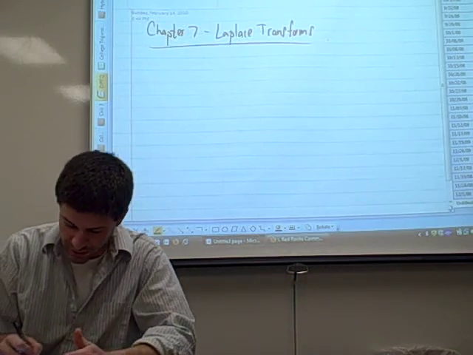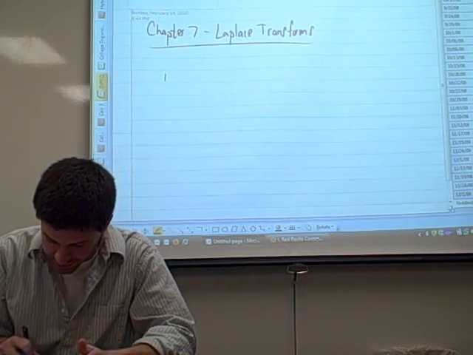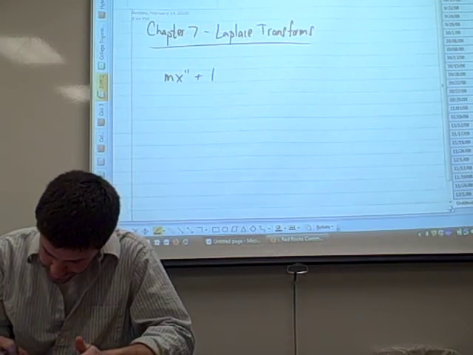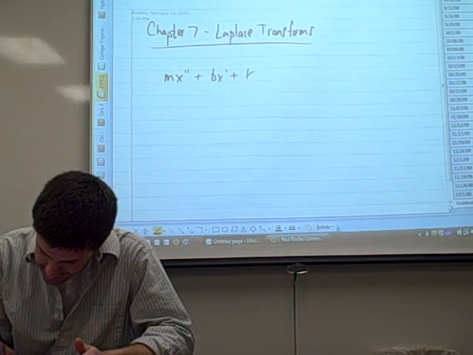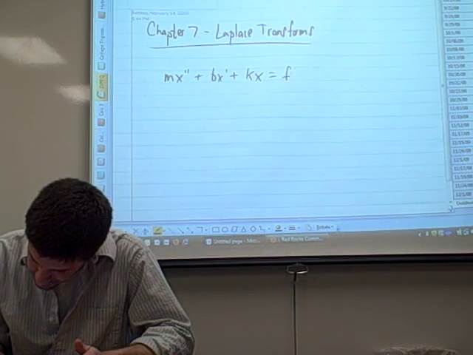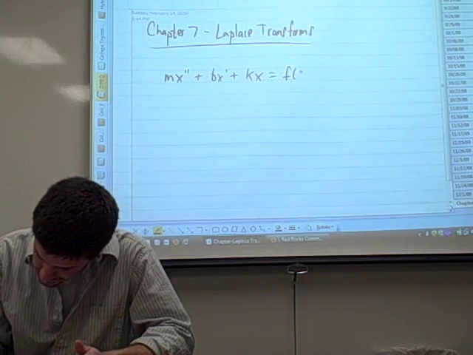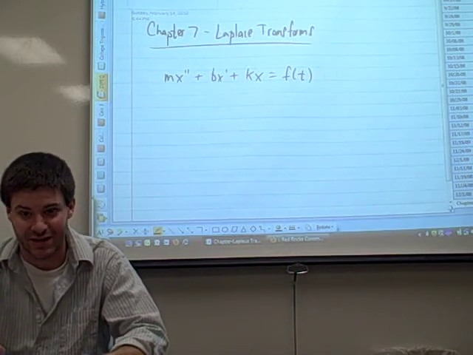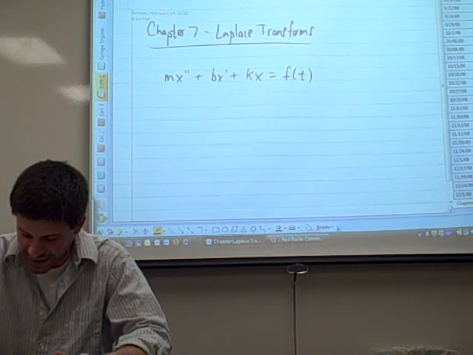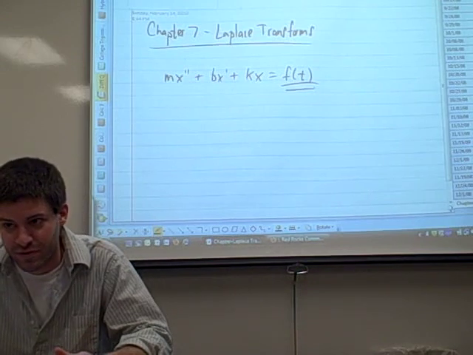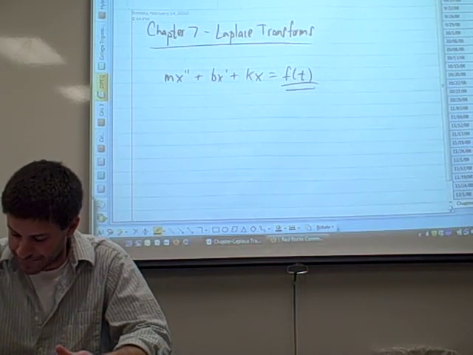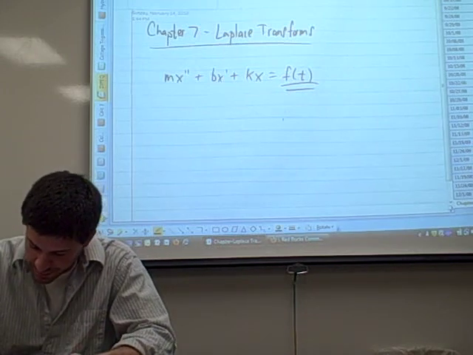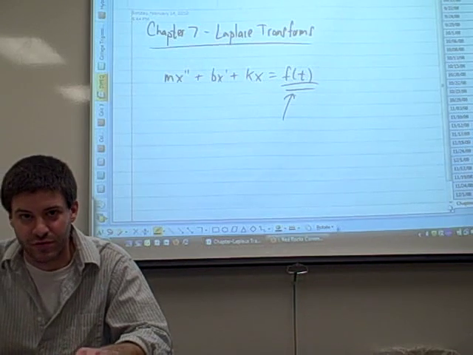For example, in the last chapter we solved a bunch of problems with a mass on a spring system. And we used this as a model for it: Mx double prime plus bx prime plus kx equals a forcing. And in all of our cases, our forcing was pretty reasonable. Maybe it was a sine or a cosine wave or something like that. But the question is, what happens if our forcing is discontinuous?